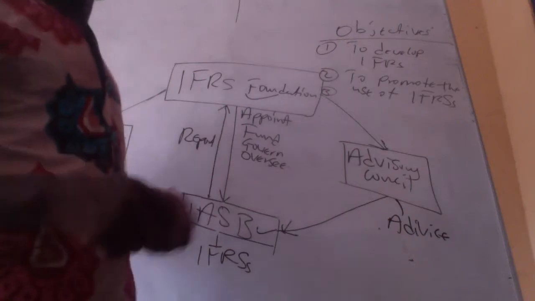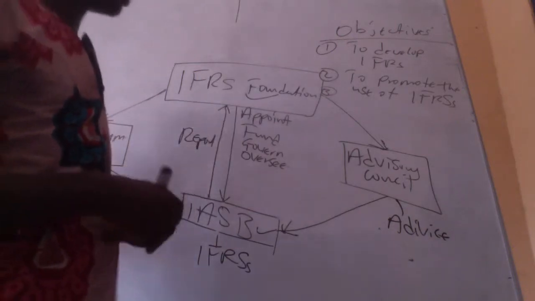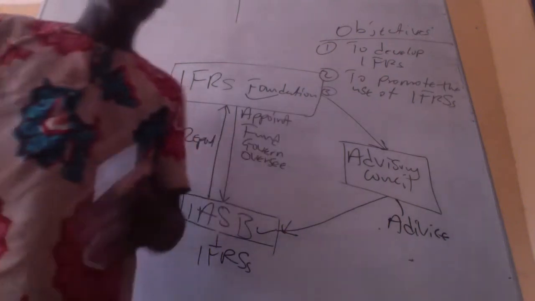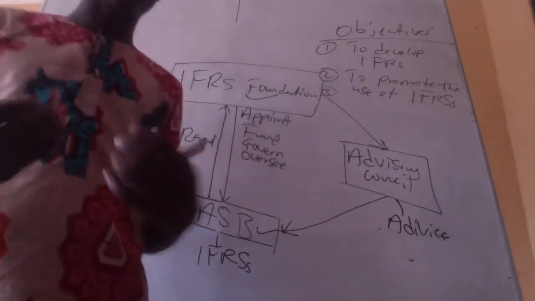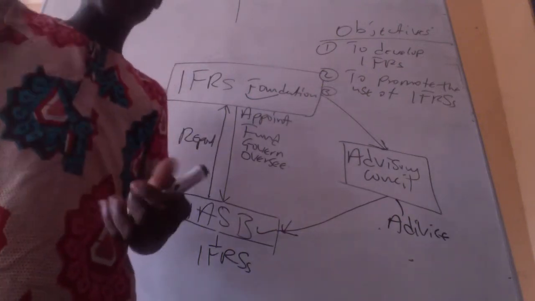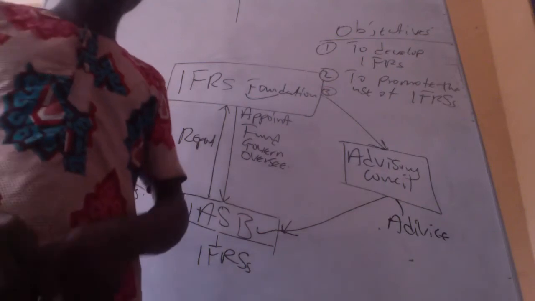That's the 3rd objective. The 3rd objective is to limit the alternative treatment of accounting transactions. So to limit what? The alternative treatment of accounting transactions.